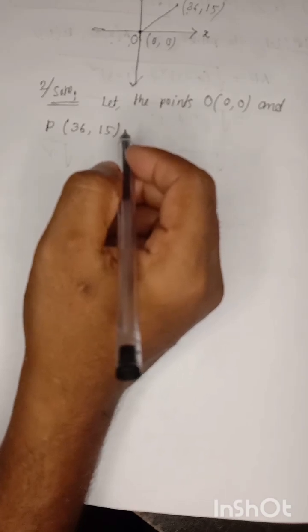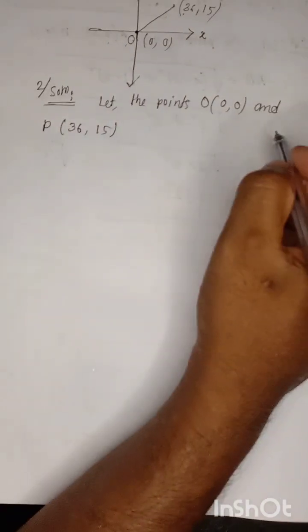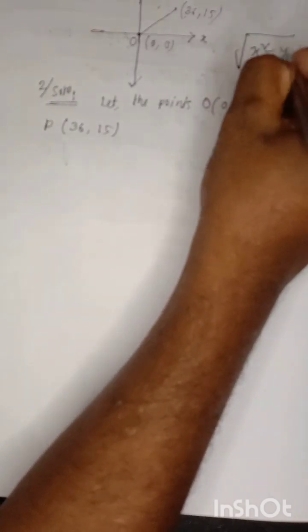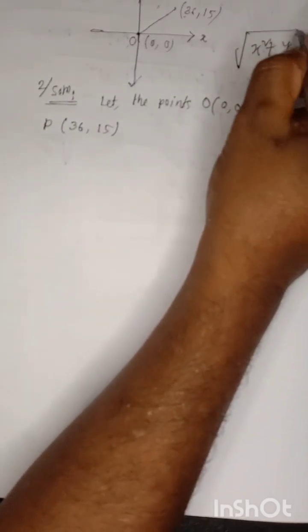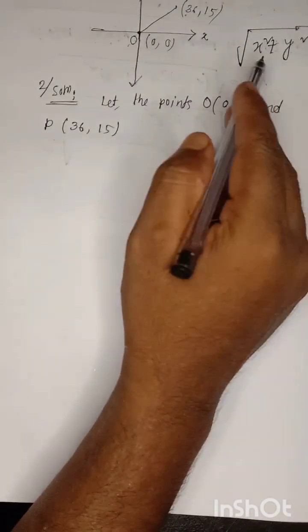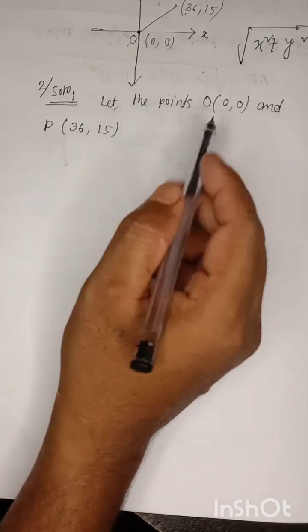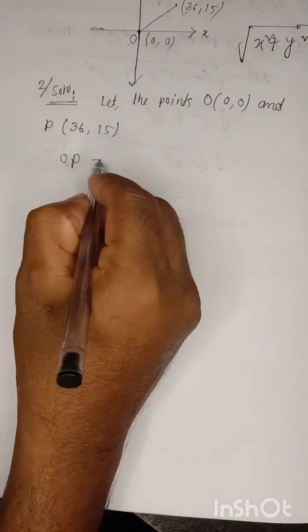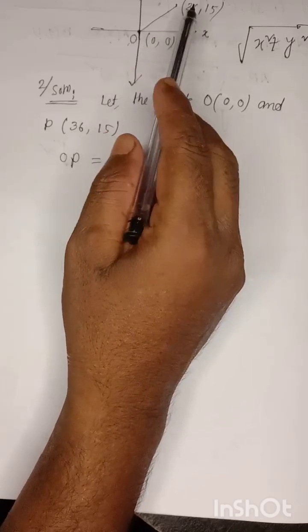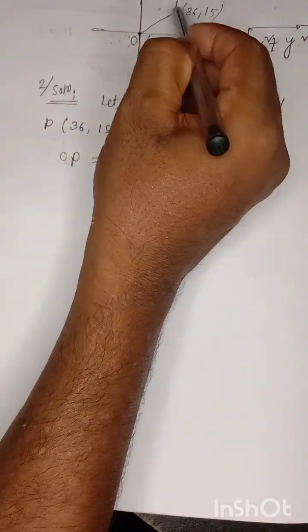What is the formula? I am writing here: x squared minus y squared, sorry, x squared plus y squared. Now following this formula we can find the distance between O and P. So we write OP. O is the origin and the other point is P.